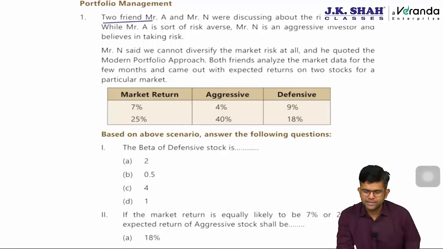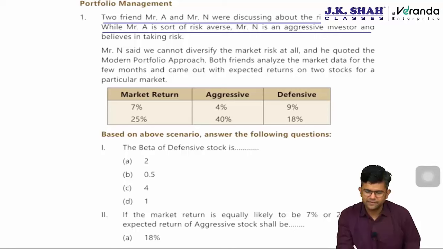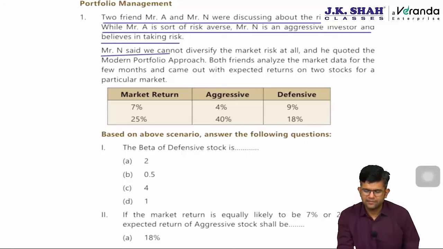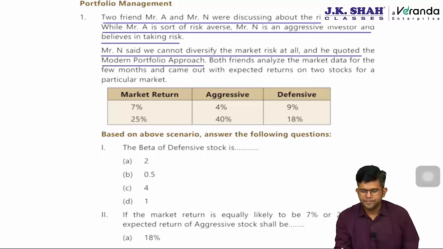Two friends, Mr. A and Mr. N, were discussing the risks of the market. While A is risk averse, N is an aggressive investor and believes in taking risk. Students, these lines have not much impact on the overall question. Mr. N said that we cannot diversify the market risk at all, and he quoted the modern portfolio approach.